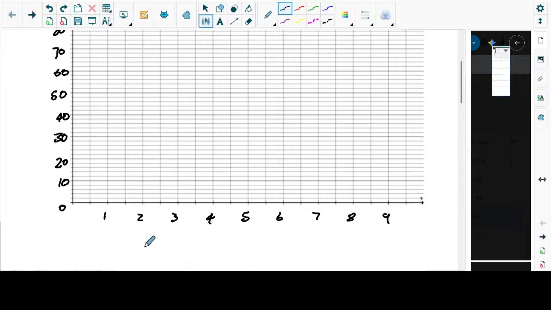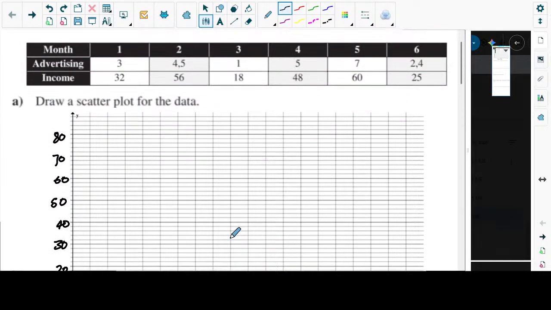So we want to check. Advertising is 3. Now we go up more 3, up more 3, but it should meet something. You can say, okay, this is 3, this is 3, this is 3, and then you check which Y value it combines with. What is the corresponding Y value that they gave us for 3? 3 goes with 32.